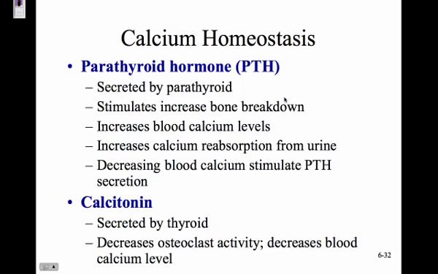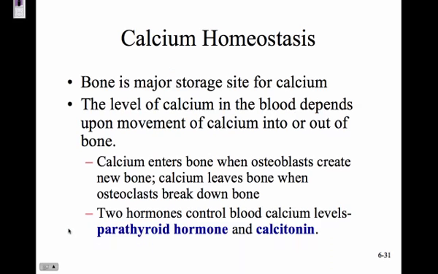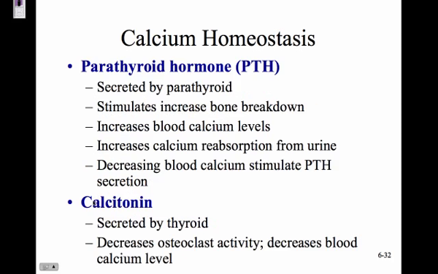So parathyroid hormone is secreted by the parathyroid. Good? Okay. Do you need me to go back?